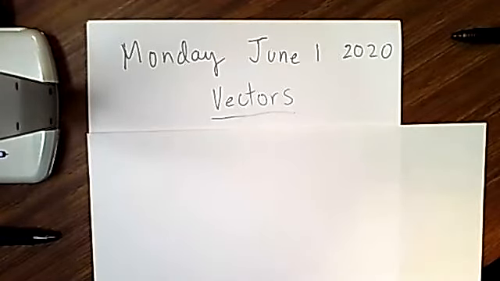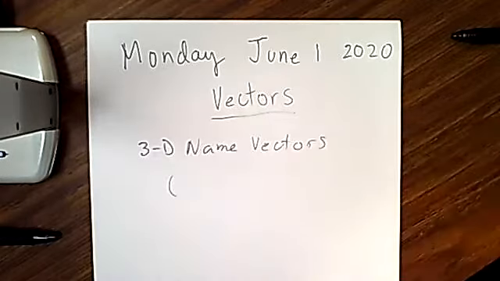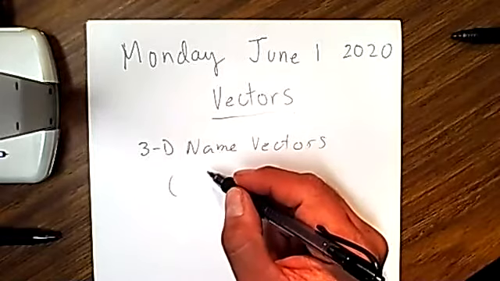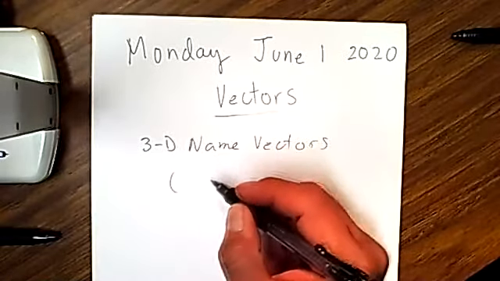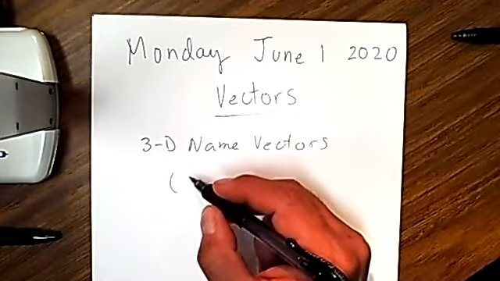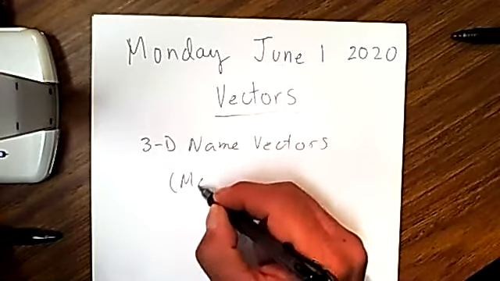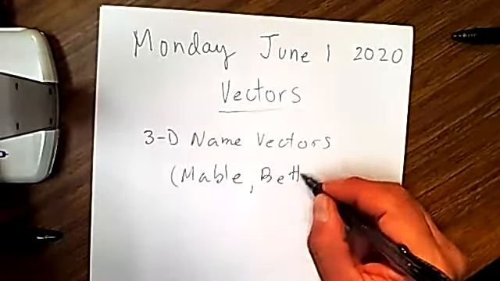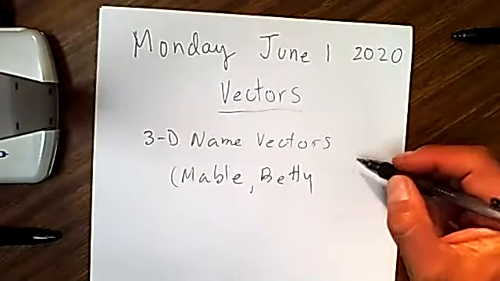Hello, today we will talk about vectors. We're going to start with 3D name vectors. I know this is a little bit of a silly example, but it drives the idea of vectors. So a 3D name vector would be something that contains three names, say Mabel, Betty, and Dorothy.